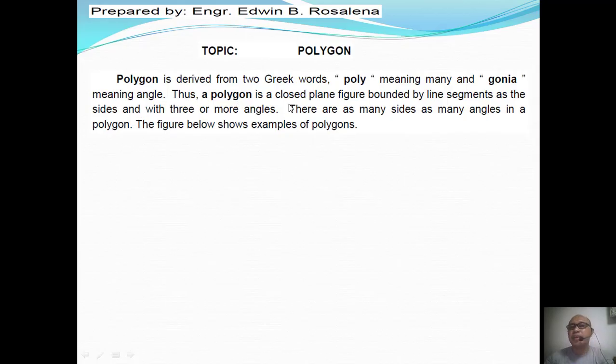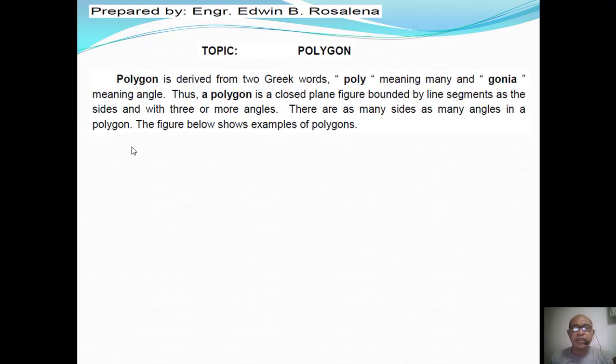A polygon is a closed plane figure bounded by line segments as the sides and with three or more angles. So there are as many sides as many angles. Let us say if we have 5 sides, we also have 5 angles. The number of sides is also equal to the number of angles.